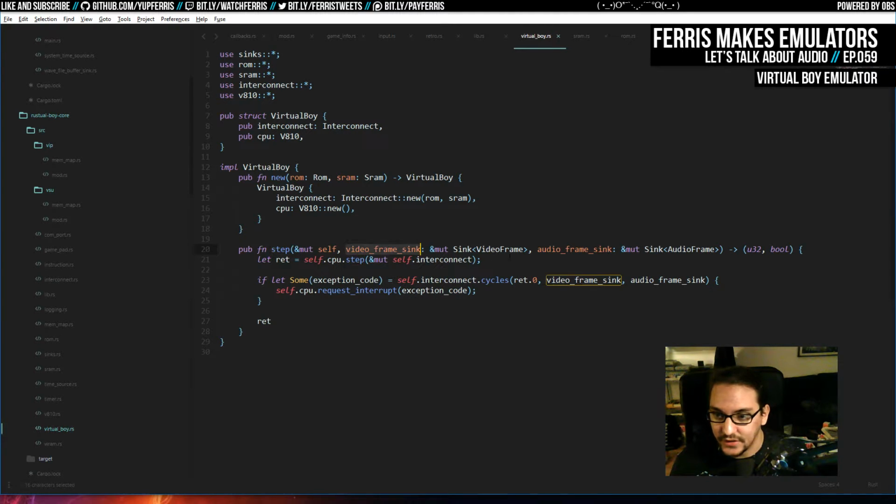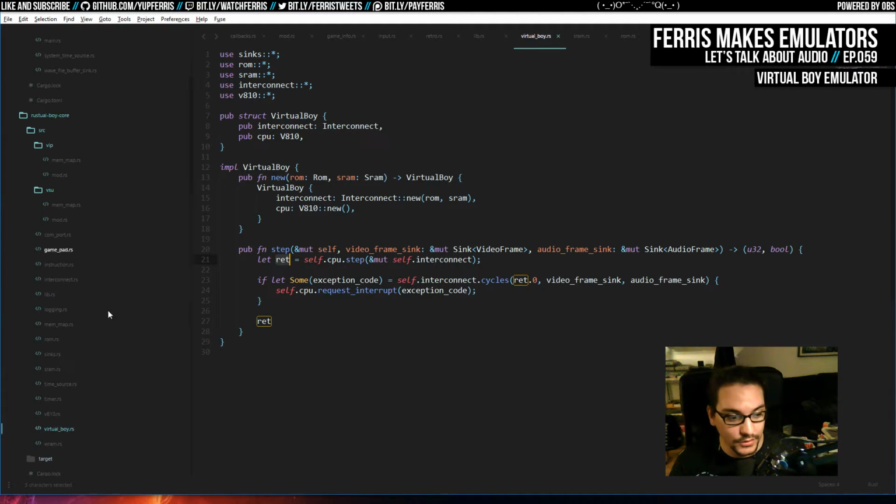For the step function, you give it a video frame sync and an audio frame sync. Again, I'll talk more about those details in a sec. And all this does is step the CPU. By stepping the CPU, it basically runs one instruction, and then tells you how many cycles that took. Actually, there's a little more than just the cycles that come out of this: it's how many cycles ran and then whether or not we hit a breakpoint. So there's some debugging stuff here just in the signature, but the whole thing is that it tells us how many cycles happened. So then in the bootstrapping, you'll see that exact main loop that I described.